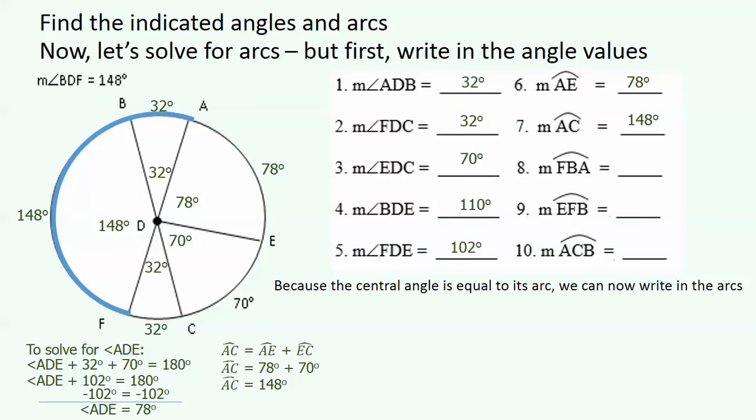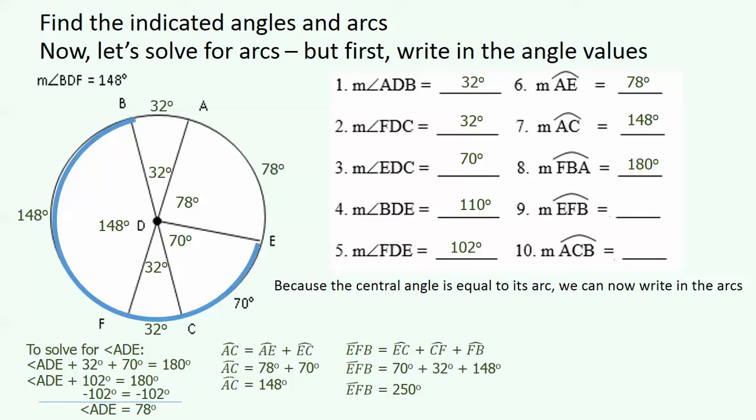Now, arc FBA. I can see that arc FBA is composed of, oh, it's a diameter. It doesn't matter. Arc FBA has to be 180 degrees. Now, let's look at arc EFB. All right. Arc EFB is arc EC plus arc CF plus arc FB. So arc EFB is 70 plus 32 plus 148. That is, arc EFB is 250 degrees.